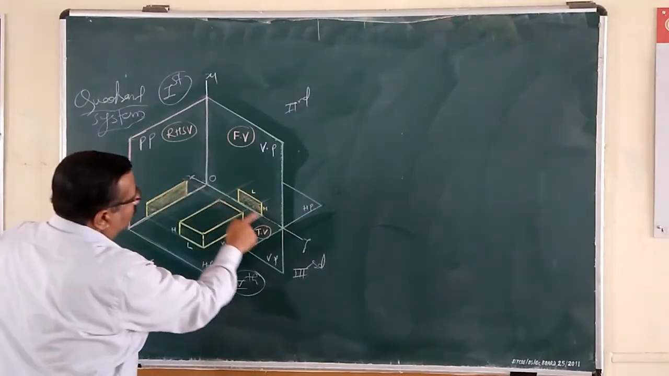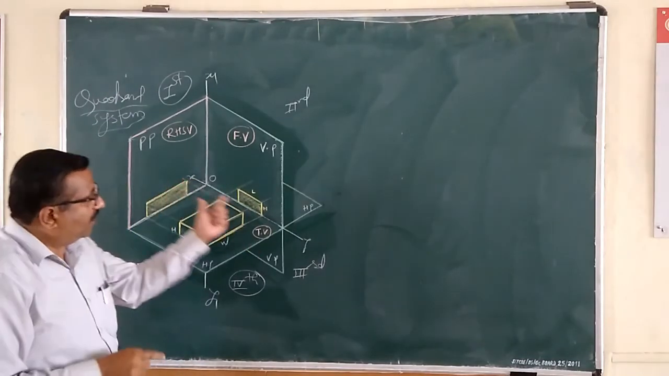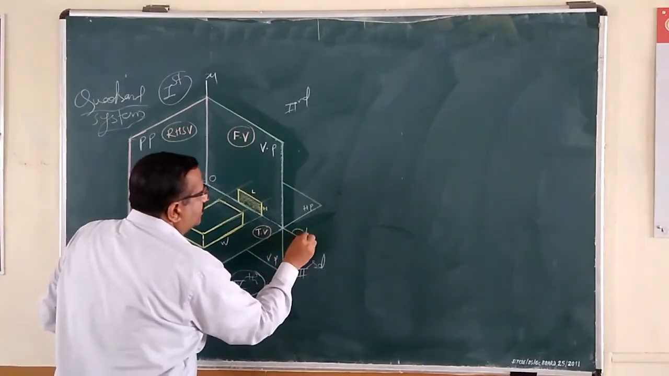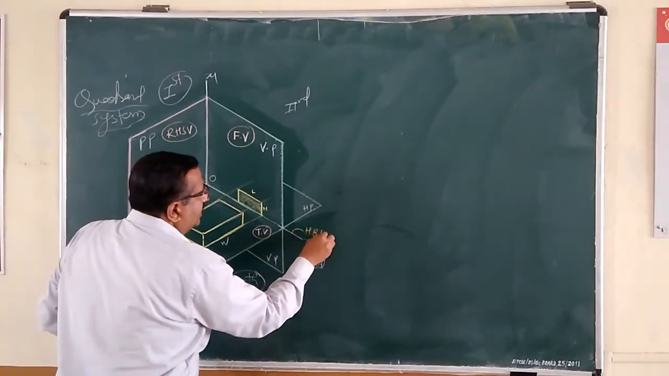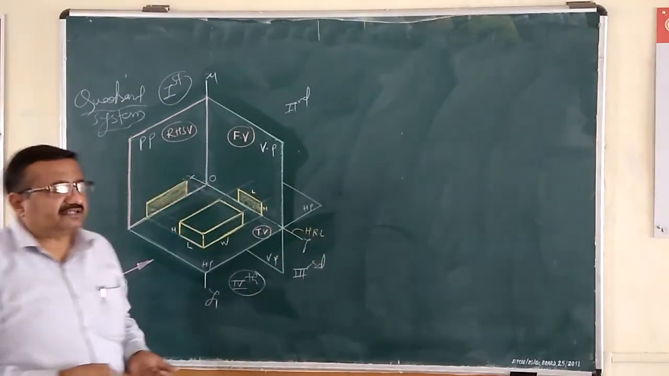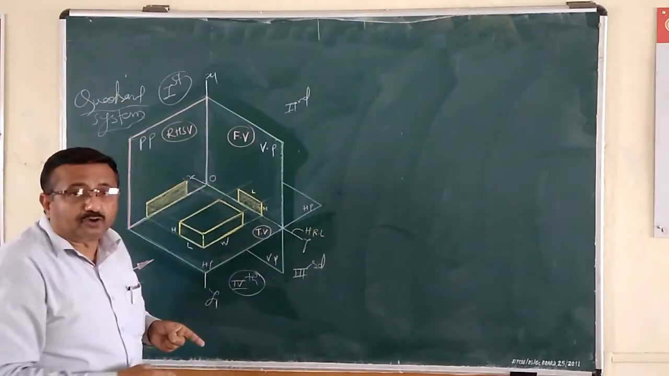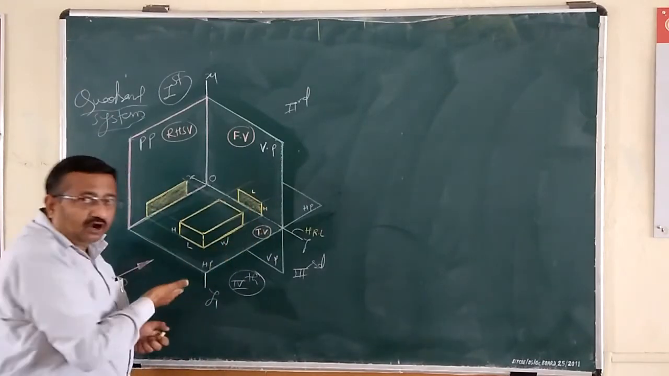This line XOY is nothing but the horizontal reference line, which can be indicated by the abbreviation HRL. Horizontal reference line XOY is created due to the intersection of the vertical plane with the horizontal plane.